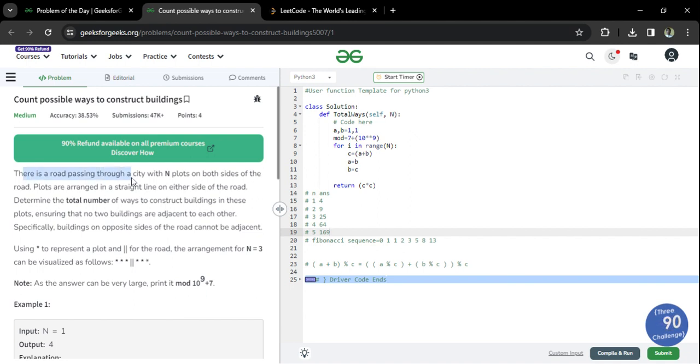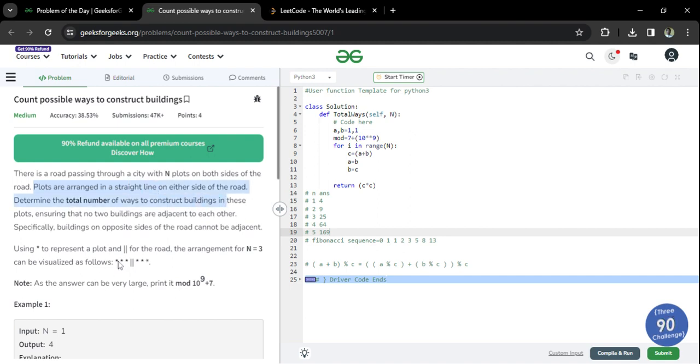There is a road passing through a city with n plots on both sides of the road. I am sure you won't understand what it means until we see the example, so for now just go with me. There is a road, and on both sides of it there are plots. Plots are arranged in a straight line on either side of the road.